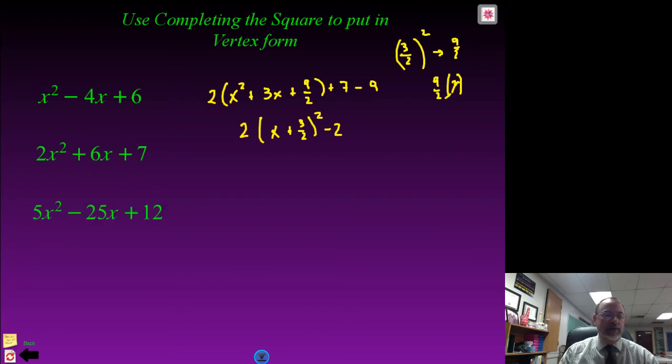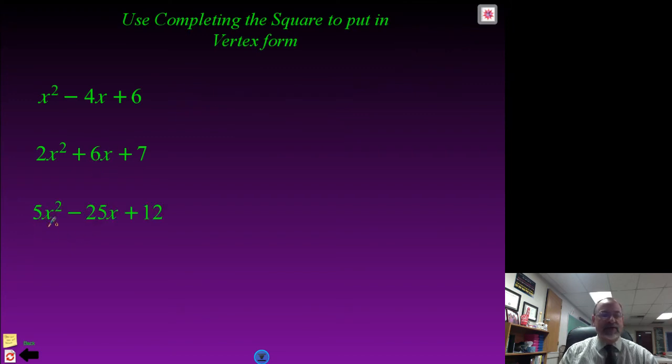All right, and let me do one more. So here I have 5x squared minus 25x plus 12. Again, this is not a coefficient of 1, so I need to factor that out. So I'm going to do that for both of the terms that have an x. And I'm going to kick the constant outside.